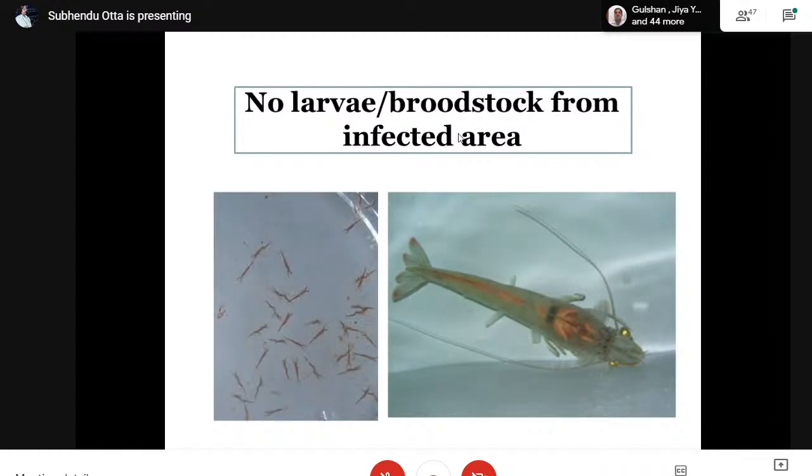Next step: suppose in some regions it is already reported that some kind of disease is present. For example, at present, you know that DIV, or decapod iridescent virus, is present in China. So you should avoid bringing any kinds of larvae, broodstocks, or live feed from those regions, because there is a high chance that you will also import the pathogens along with them.